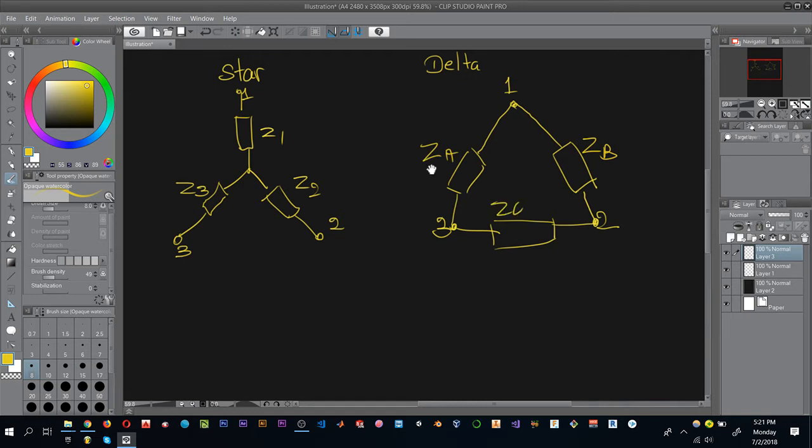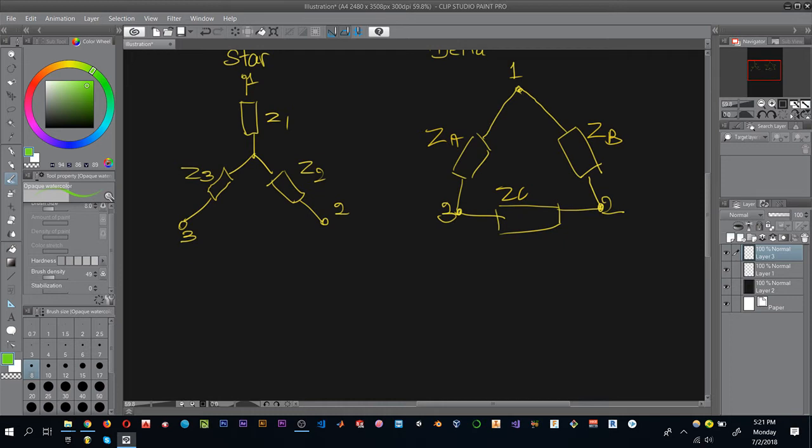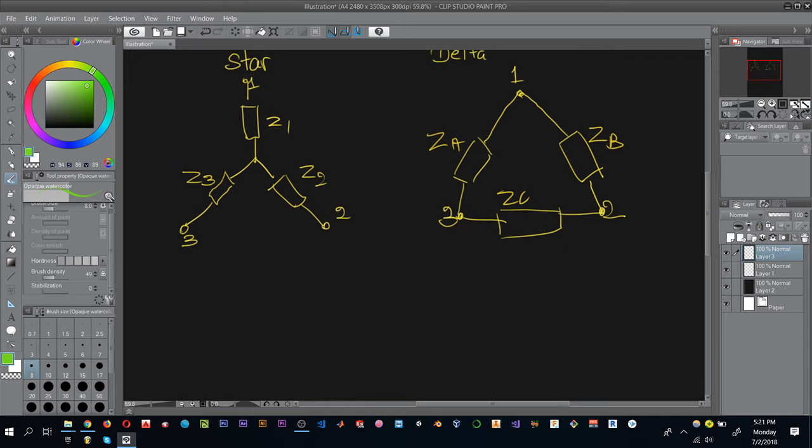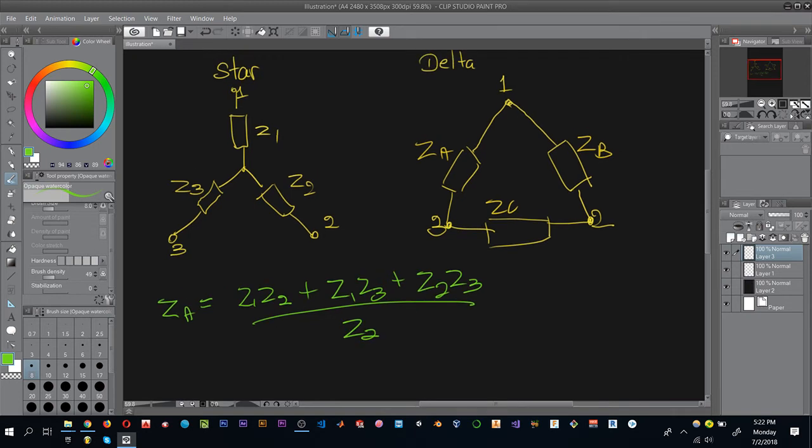All right. So how do you convert from star to delta is what a lot of people ask. Here's how you're going to go about doing it. They give us an equation that says, for example, ZA, which is the equivalent resistance between point 1 and 3, is equal to Z1 Z2 plus Z1 Z3 plus Z2 Z3, the sum of the products of the individuals in the star, all divided by the one that's not adjacent. Since we're connecting between point 1 and 3, the non-adjacent one is point 2. So Z2.